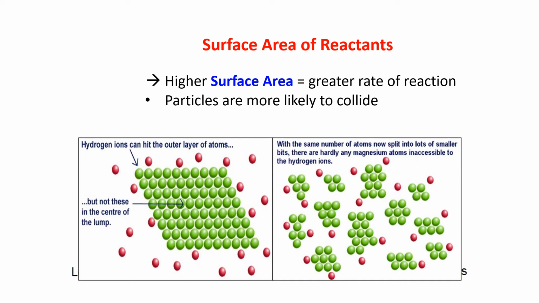Surface area of reactants. I have discussed this in the first lecture. Again, higher surface area means greater rate of reaction. You have all seen that, and I have given you the example also. Particles are more likely to collide if the surface area is more. Now see this figure: hydrogen ions can hit the outer layer of atoms only, the red ones, but not those in the center of the lump.